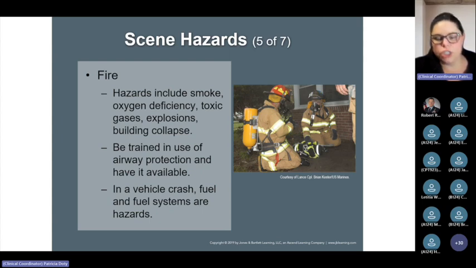Fire, of course, fire is a huge one. One of the biggest hazards that we run into with fire isn't necessarily the fire itself, it's the smoke afterwards, because of how many toxic fumes and toxic gases you can be exposed to. And of course, fire itself is naturally bad, right? But you have to be trained in use of airway protection and have it available if necessary. And in a vehicle crash, fuel and fuel systems are also hazardous.